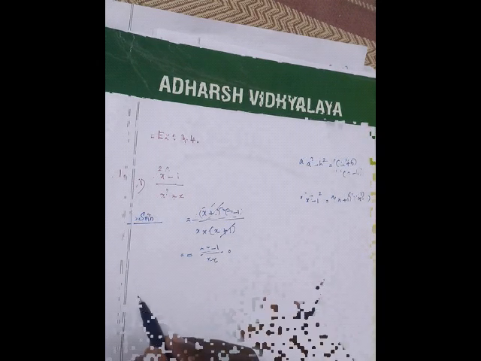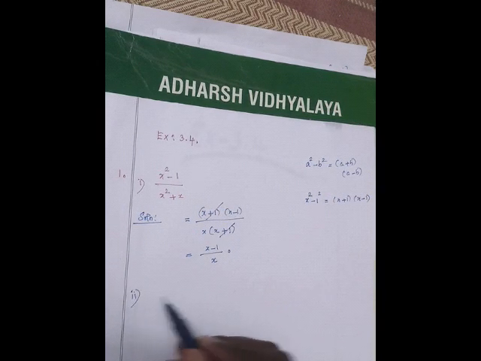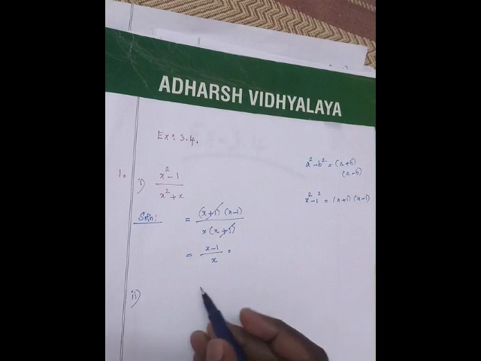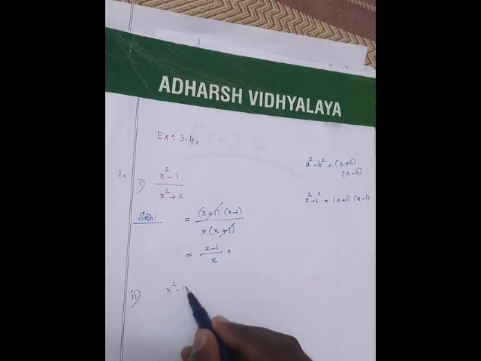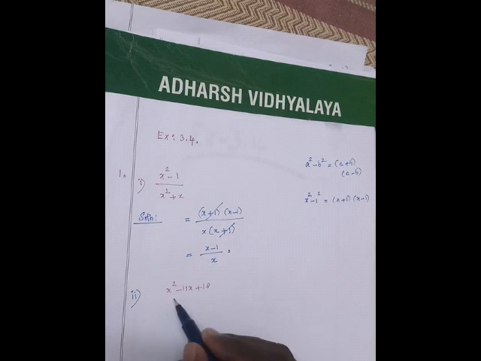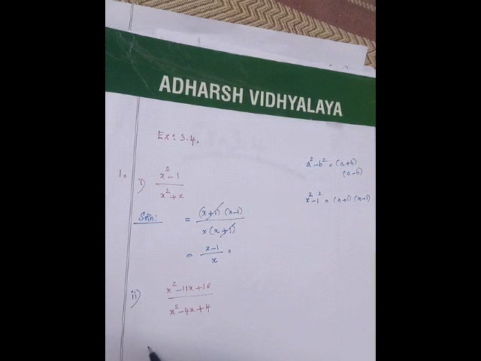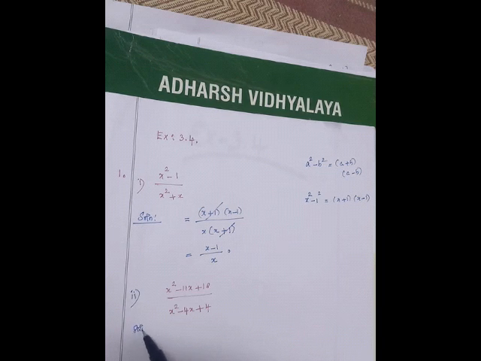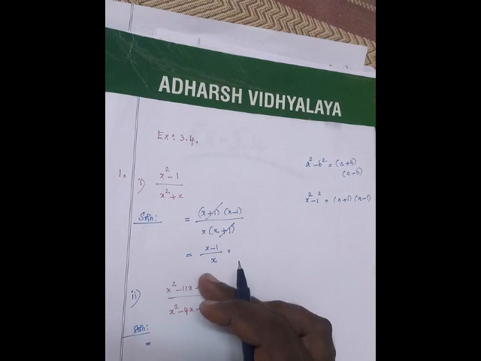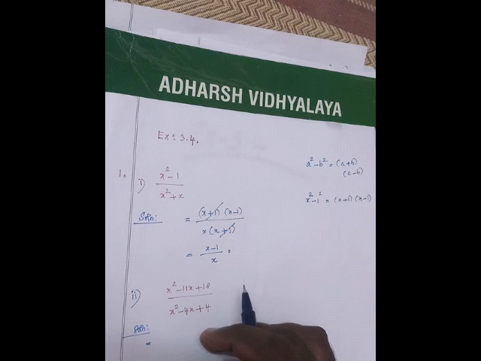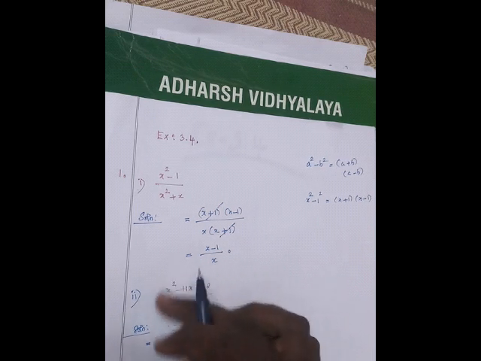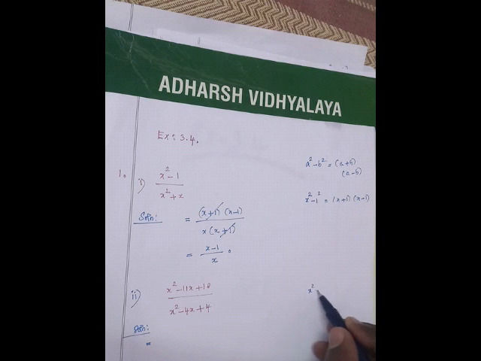This is the second subdivision: x square minus 11x plus 18 divided by x square minus 4x plus 4. This is a quadratic polynomial, this is also a quadratic polynomial, you know very well. Now I am going to find its linear factors. So first, x square minus 11x plus 18.